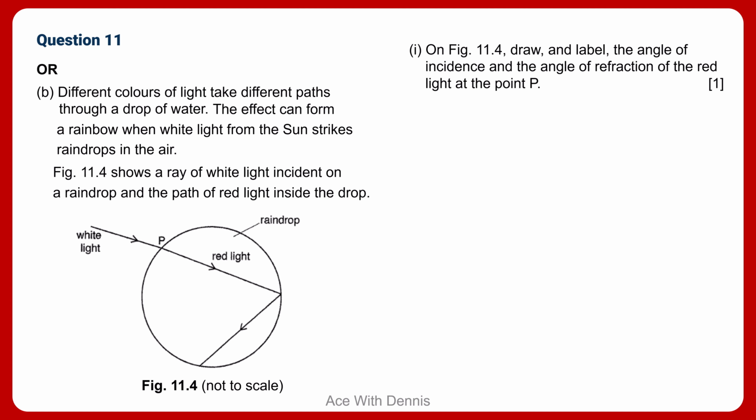Okay, before I can draw and label the angle of incidence and angle of refraction, the first thing I need to do is draw a tangent, which is a straight line touching the circular raindrop at point P. Then I can draw a normal, which is perpendicular to the tangent. After this, the angle between the normal and the incident ray will be the angle of incidence, and the angle between the normal and the refracted ray will be the angle of refraction.